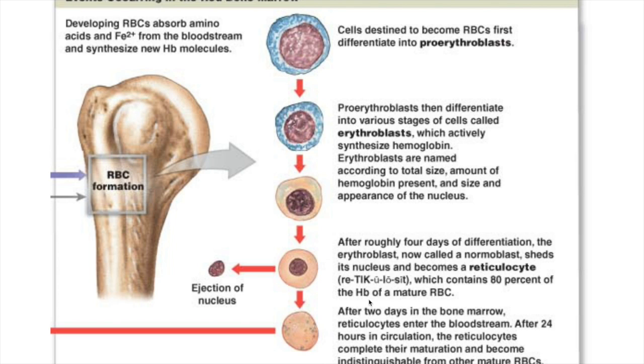So in the red bone marrow, proerythroblasts form erythroblasts. They first produce ribosomes, then hemoglobin, then the nucleus is ejected. And that's all you need to know about red blood cell formation.